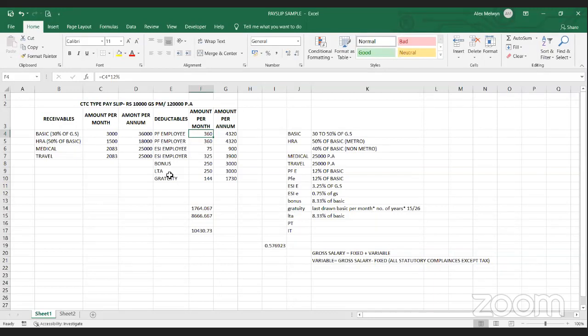So as per the methodology here, we have actually added everything right from basic, HRA, medical, travel, PF employee, employer share, ESI employee, employer, bonus, LTA, gratuity. We have added everything. And what is the total that we are getting is it is 10,430 rupees. But our gross salary itself is 10,000 only. Our fixed component is getting more than that, right?